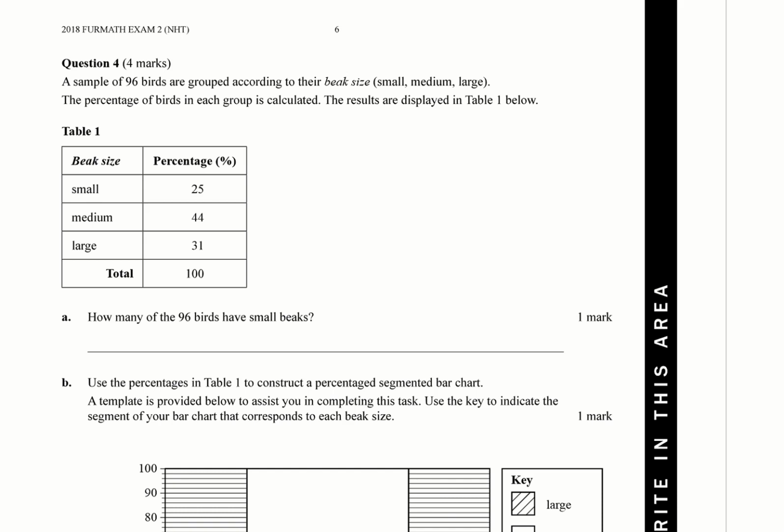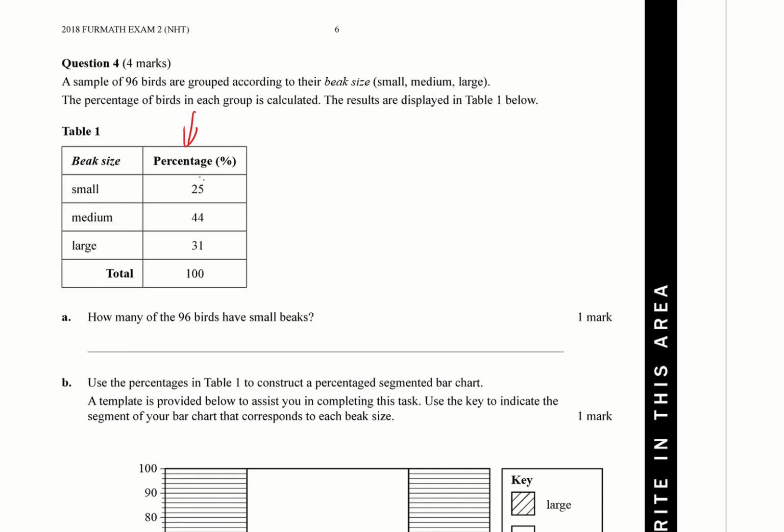Okay, so this is question 4 of exam 2 from the 2018 NHT exams. Question 4 is: 96 birds are grouped according to their beak size, so small, medium and large. The percentage of birds in each group is calculated and shown below. Okay, and so what we're asking in the first question: how many of the 96 birds have small beaks? All right, so how do we do that?